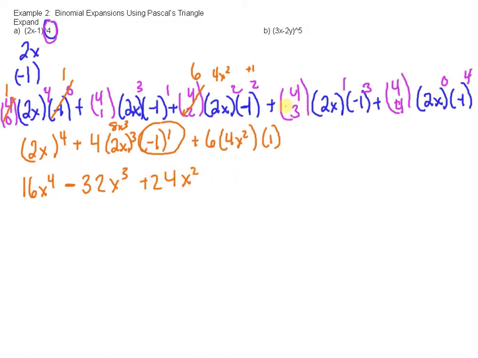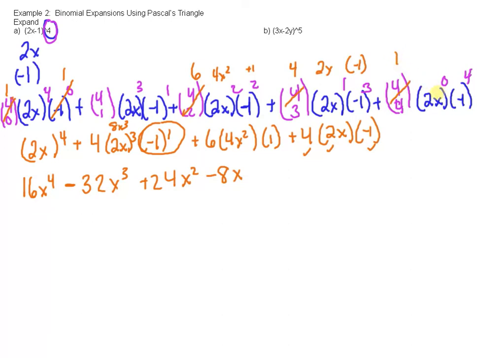Okay, next, 4 choose 3 is 4. 2x to the 1 is just 2x, that's fine. And negative 1 to the 3 will stay as a negative. So plus 4 times 2x times negative 1. So negative 1 times 2 is negative 2 times 4 is negative 8x.